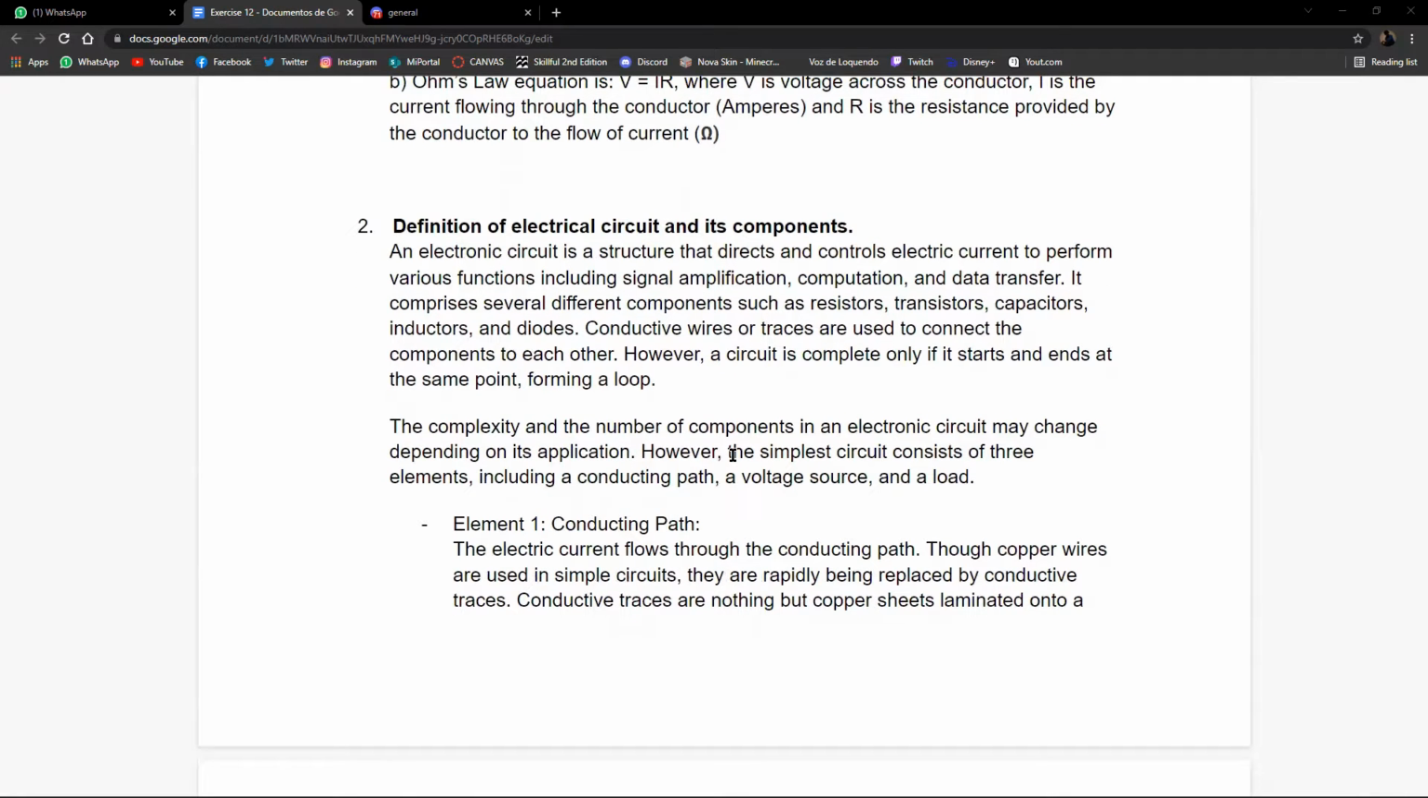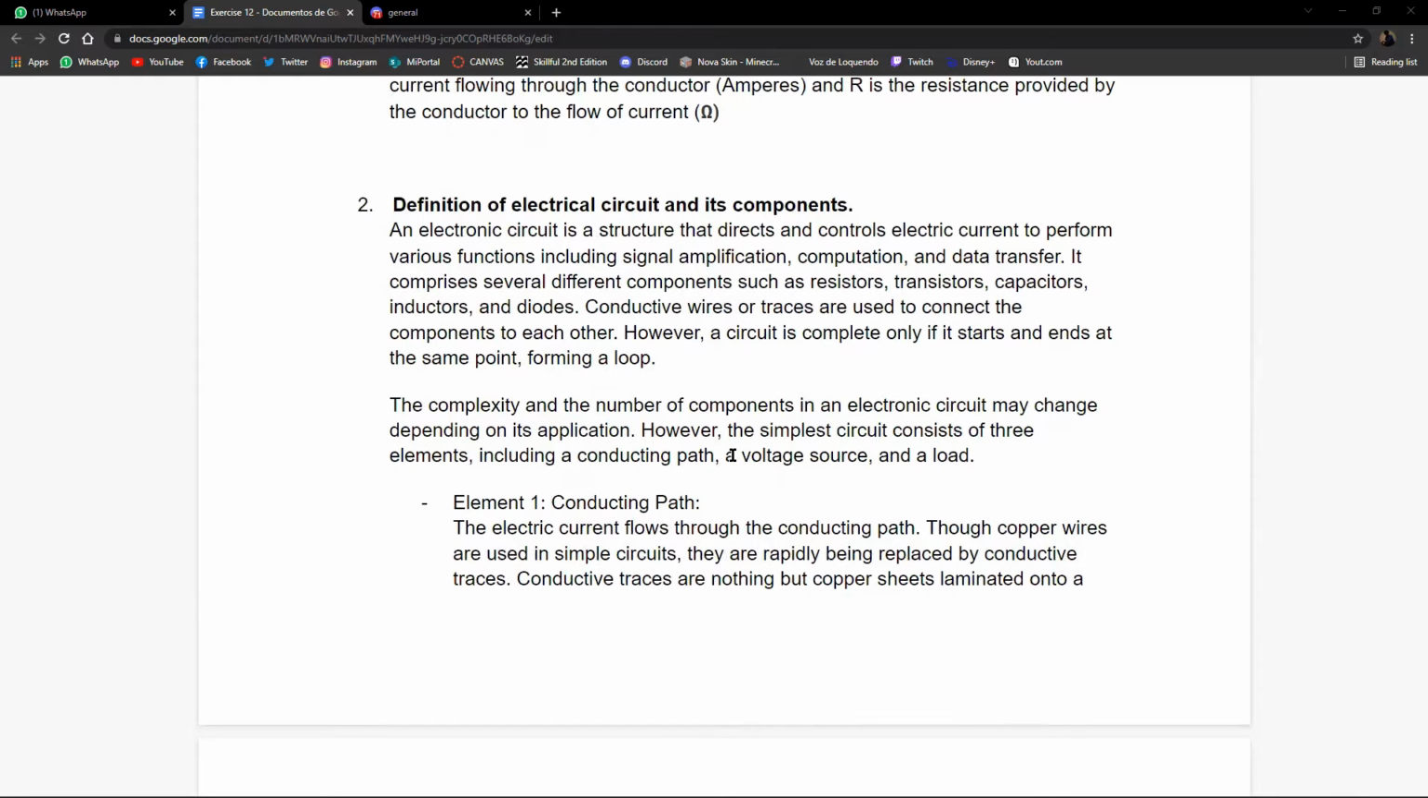An electronic circuit is a structure that directs and controls electric current to perform various functions, including signal amplification, computation, and data transfer. It comprises several different components such as resistors, transistors, capacitors, inductors, and diodes. Conductive wires or tracers are used to connect the components to each other. However, a circuit is complete only if it starts and ends at the same point, forming a loop. The complexity and the number of components in an electronic circuit may change depending on its application.